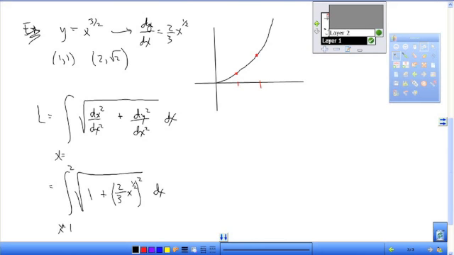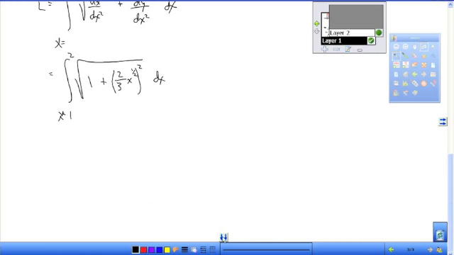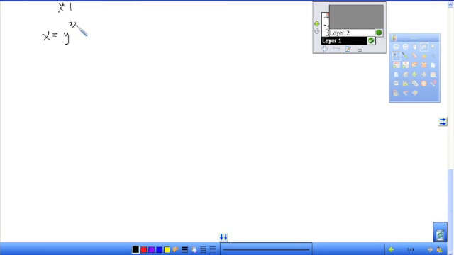Now let's kind of think about this a little bit differently. Let me give you the same basic shape here. However, I'm going to describe the function differently. Instead of y equals x to the 3/2, I'm going to solve that for x, and I'm going to say that x equals y to the 2/3. And we're going to use the same points, 1, 1, and 2 square roots of 2, to find the length between those 2 points. A quick graphical representation of what's going on.